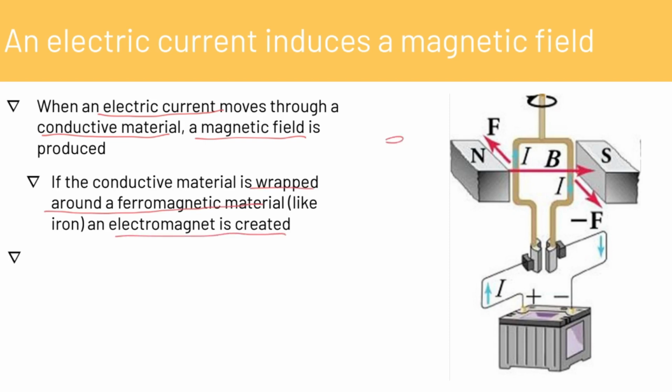If you took a nail or a screw and wrapped it with a bunch of wire, and then ran a current through that wire, this becomes an electromagnet that can pick up, say, paper clips.